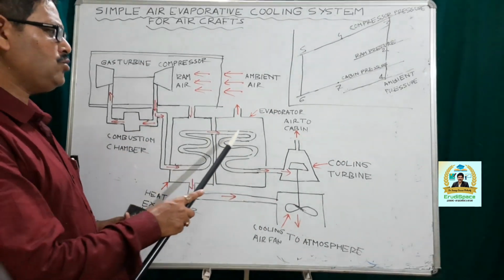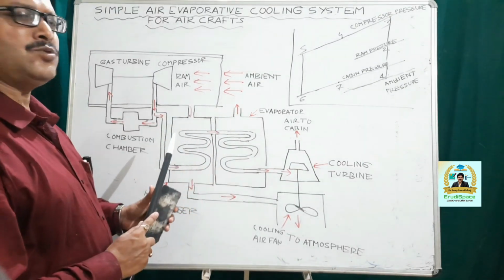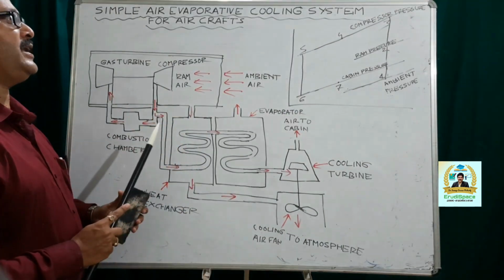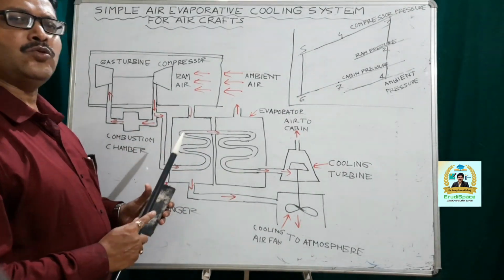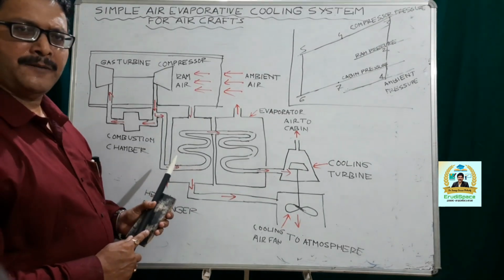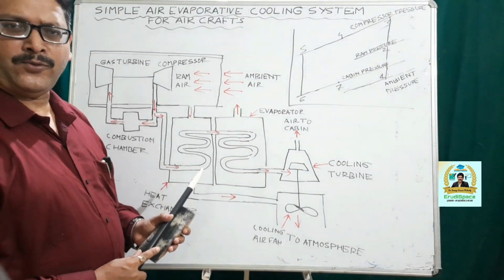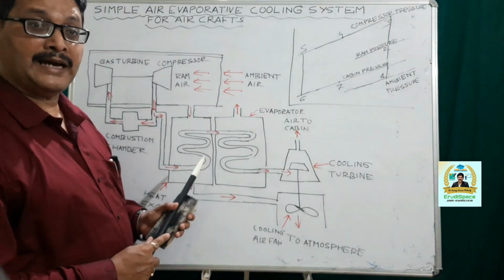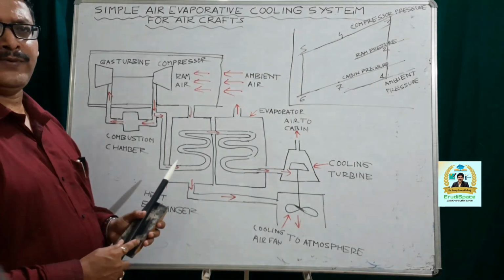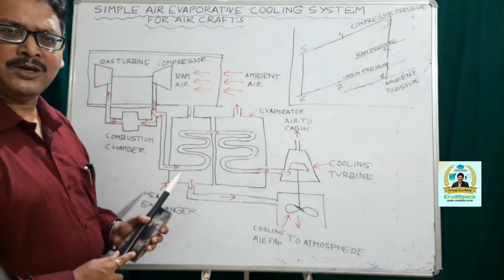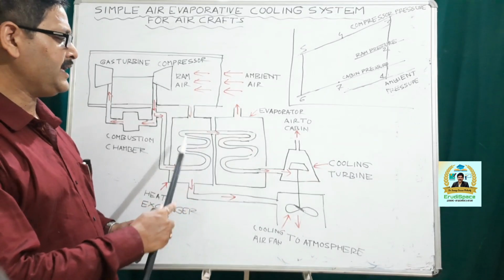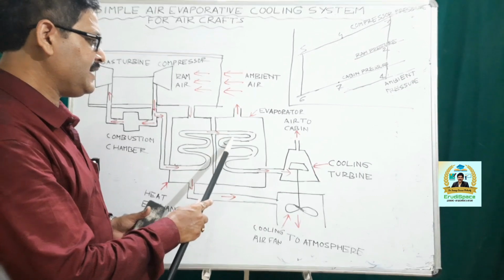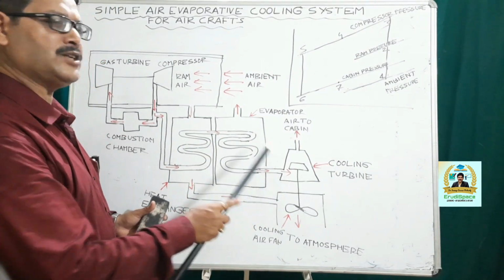Then you have a component which is known as your evaporator. The function of the evaporator in the simple air evaporative cooling system is to produce additional cooling. Low boiling point fluids like ammonia, alcohol, or even water are used. And the evaporation of such low boiling point liquids cools the air further. And then this air enters the cooling turbine.